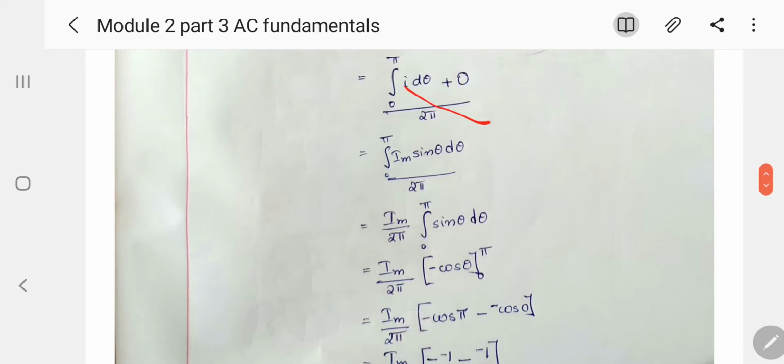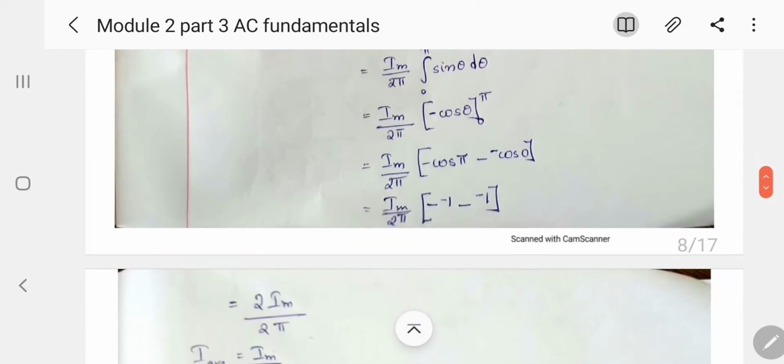What is I? I is the instantaneous value of current, which is written as Im sin theta. Substituting this, Im sin theta d theta, we get the integral from 0 to pi of Im sin theta d theta divided by 2 pi. Taking the constants outside, which means Im and 2 pi are all constants, the remaining term becomes Im by 2 pi times the integral from 0 to pi of sin theta d theta.